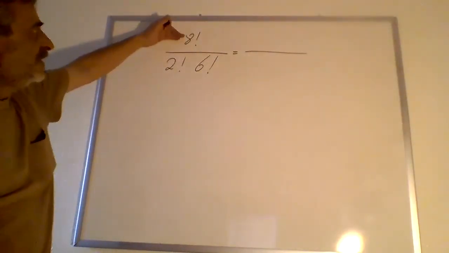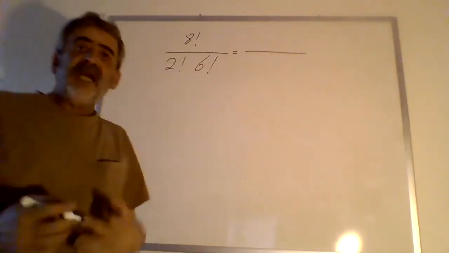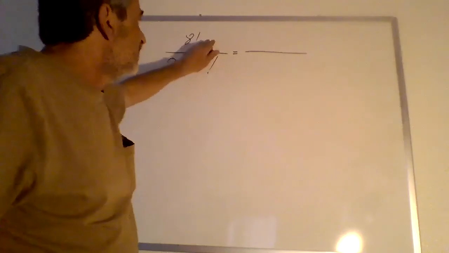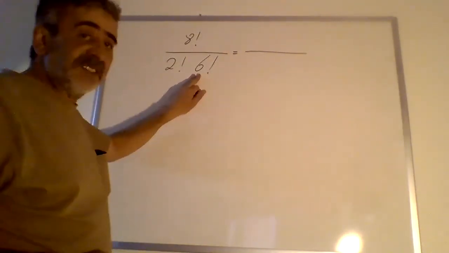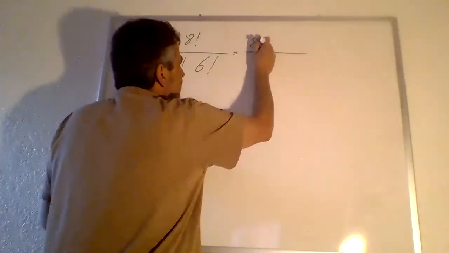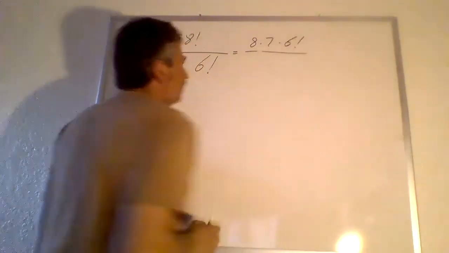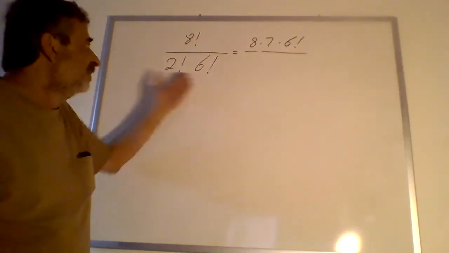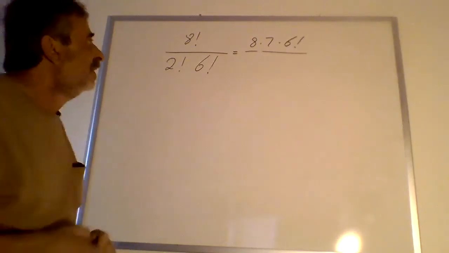Since the top number is the bigger number, I'm going to go ahead and expand that. Now, I don't have to expand it all the way. I'm just going to expand as much as I need. So I need to go down to 6 because we have a 6 down here. So I can say this is 8 times 7 times 6 factorial. Now notice, I can go down to 2 if I wanted to, but what's the purpose? This is 6, I need to get rid of the bigger number, not the smaller number.